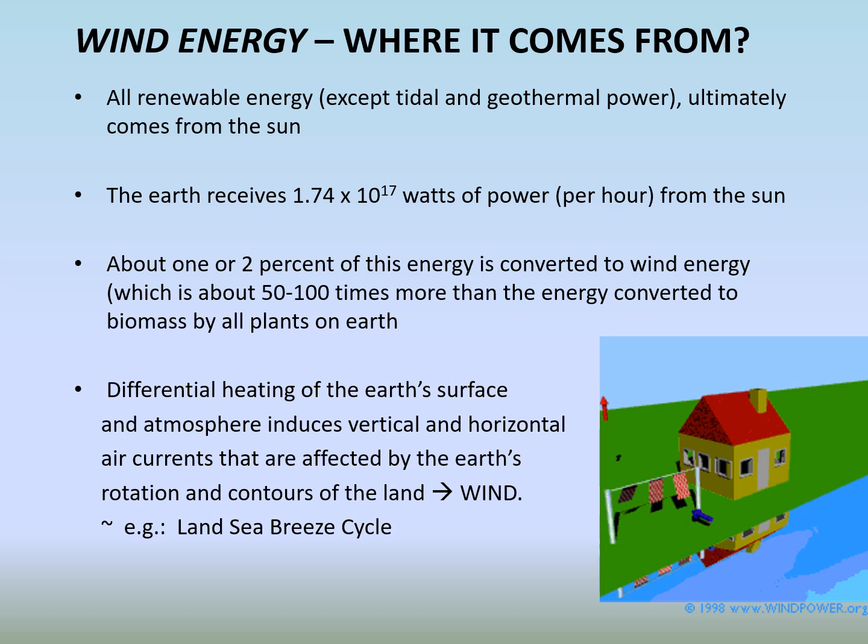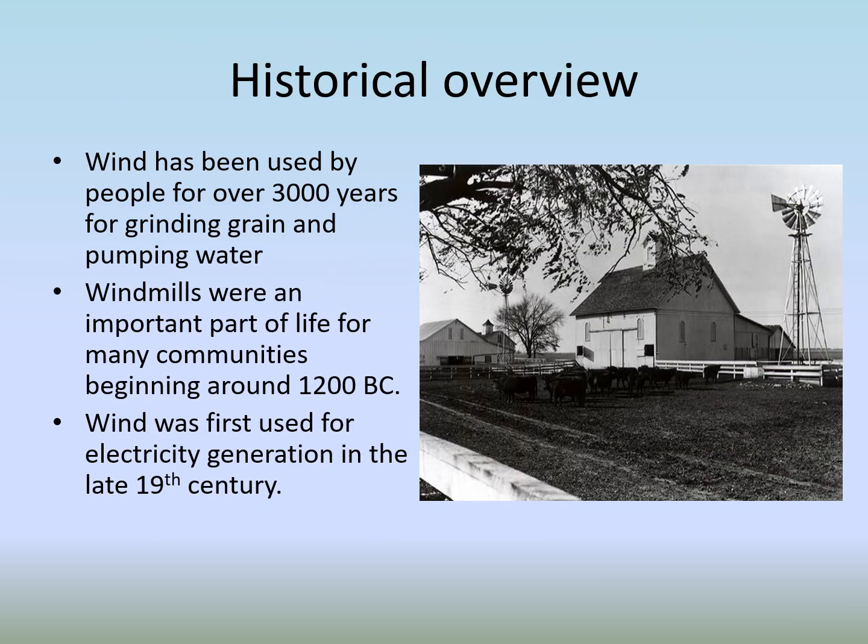Differential heating of the earth's surfaces and atmosphere includes vertical and horizontal air currents that are affected by the earth's rotation and contours of the land. Wind example: land sea breeze cycle.